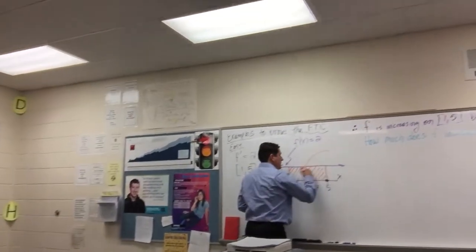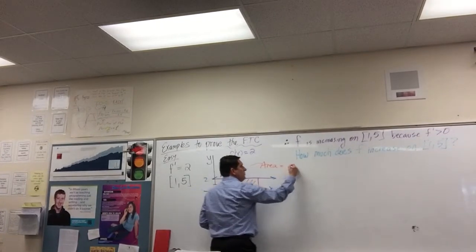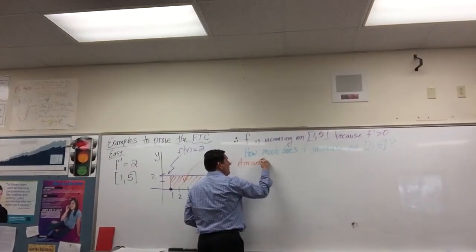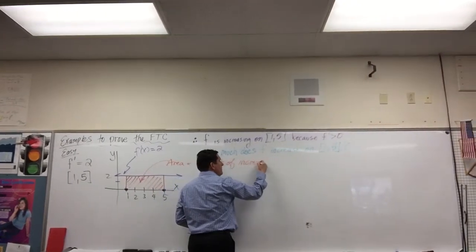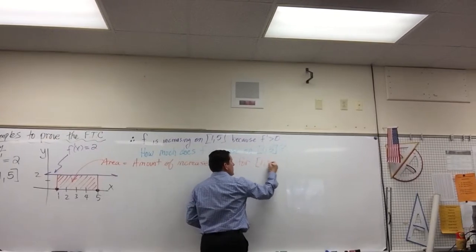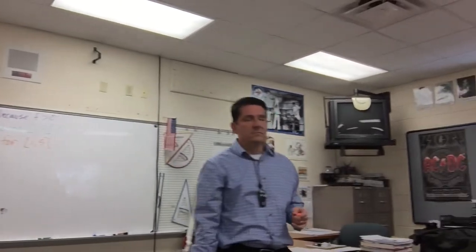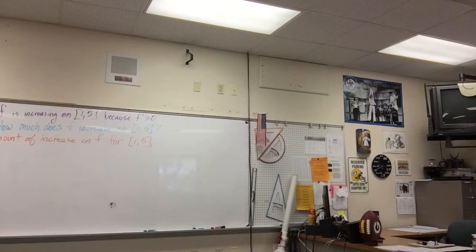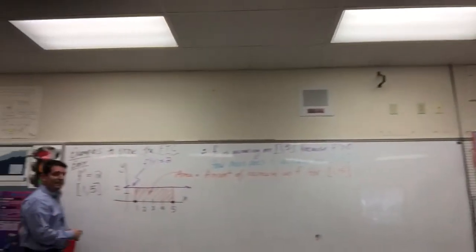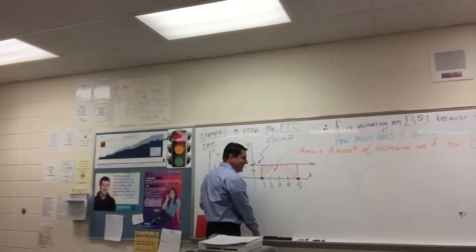Apparently, because this is what I drew in the last one, this area is equal to the amount of increase on f for the interval from 1 to 5. That's what it's saying. Can we compute that area? Yeah, it's a rectangle. This part's not magic.